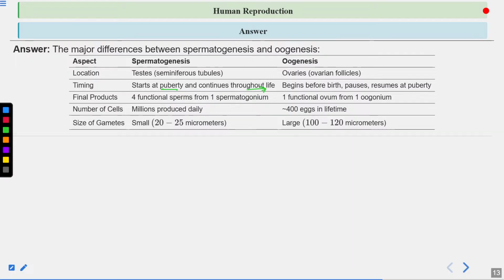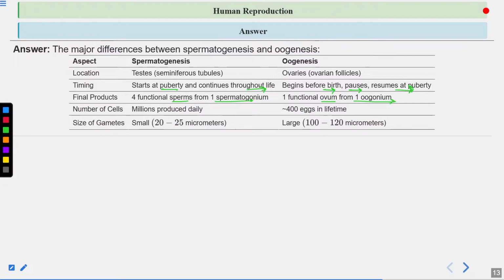Then oogenesis begins before birth, in the prenatal stage. In the fetal ovaries, the oogonia are produced and no more oogonia are added after birth. Then oogenesis pauses. So the primary oocyte gets arrested in the prophase 1 of meiosis 1, and then it resumes at puberty. Now 4 functional sperms are produced from one spermatogonium. Now only one functional ovum is produced from one oogonium.